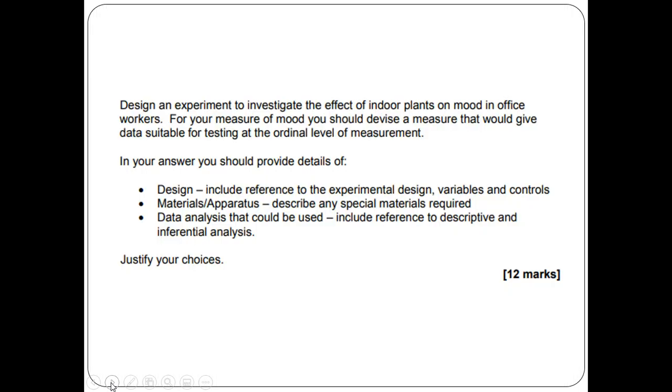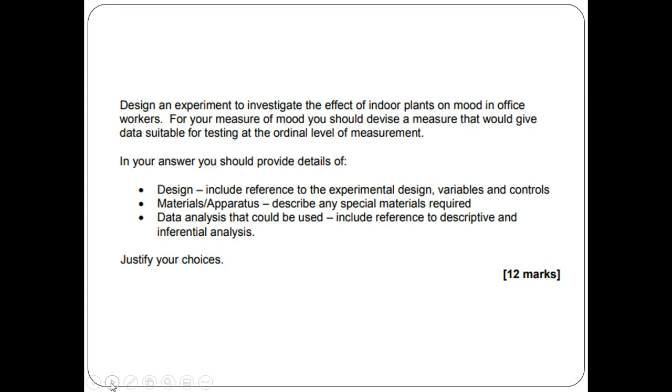A 12-mark question is usually the end of a research methods section of a paper, and it's usually based on some previous research that's been on the pages before. But what will happen is you'll be given a scenario like this here, and then you'll be given some bullet points. So there'll be a scenario, and then there'll be 3 or 4 bullet points. What you have to do is work through each bullet point and just write exactly what the bullet point is asking you for.